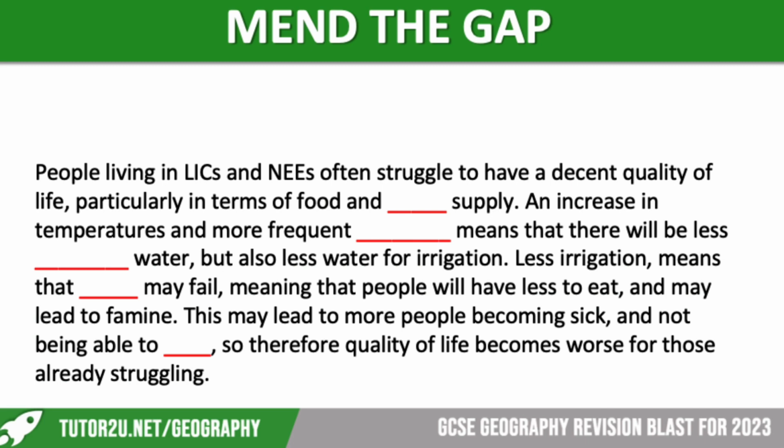Mend the gap. People living in LICs and NEEs often struggle to have a decent quality of life, particularly in terms of food and something supply. An increase in temperatures and more frequent something means that there will be less something water, but also less water for irrigation. Less irrigation means that something may fail, meaning that people will have less to eat and may lead to famine. This may lead to more people becoming sick and not being able to something, so therefore the quality of life becomes worse for those already struggling.